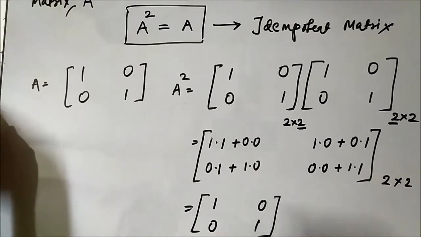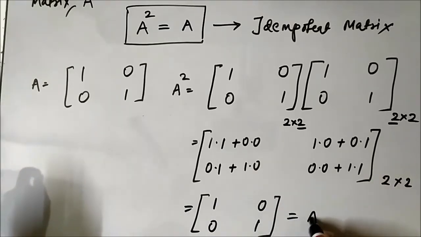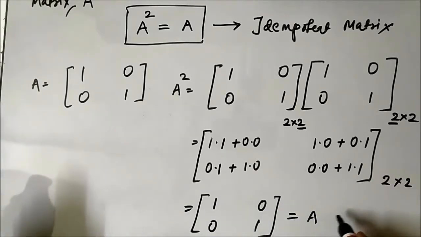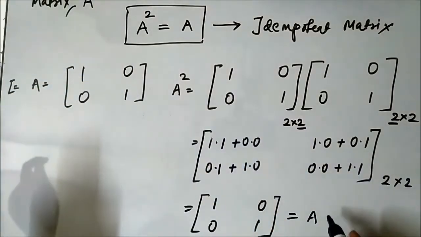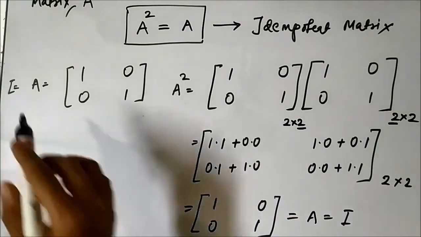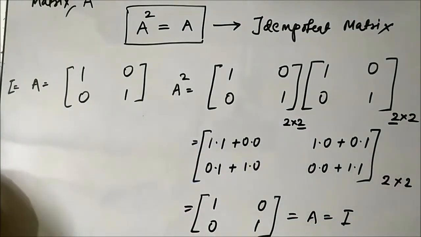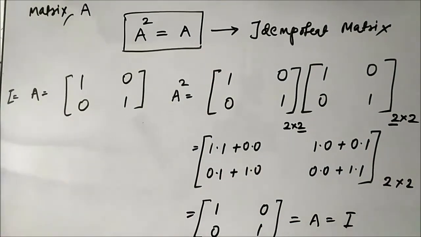So we got the same matrix again, which is also a unity matrix, a second order unity matrix. So the multiplication of this matrix with the same matrix got us the matrix back again. So it is an idempotent matrix.